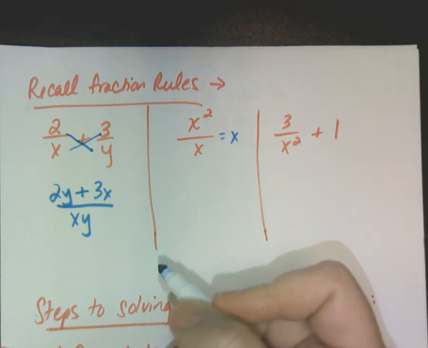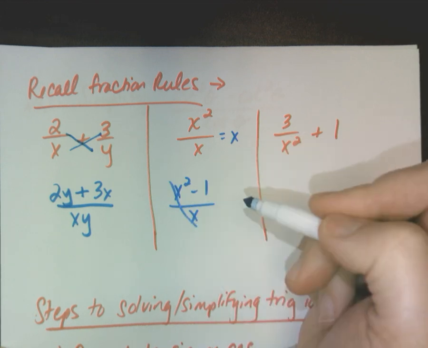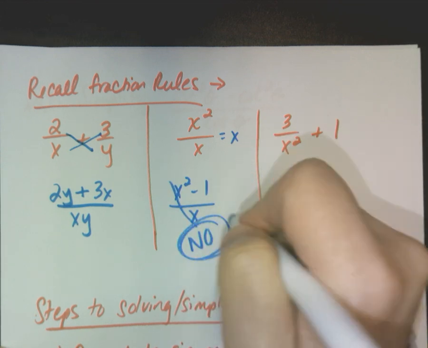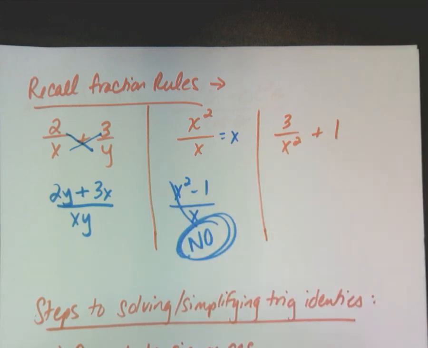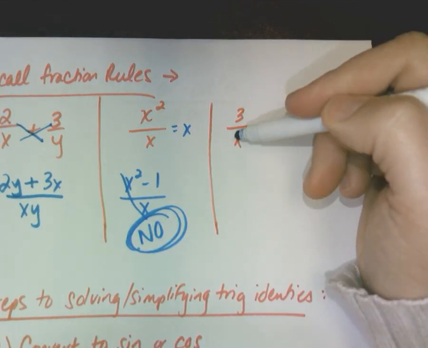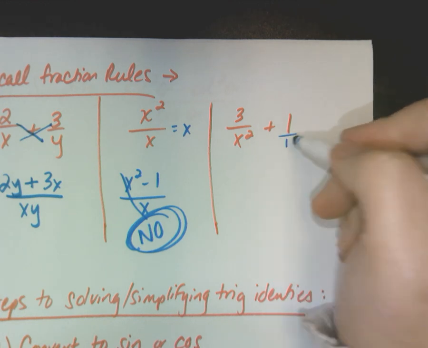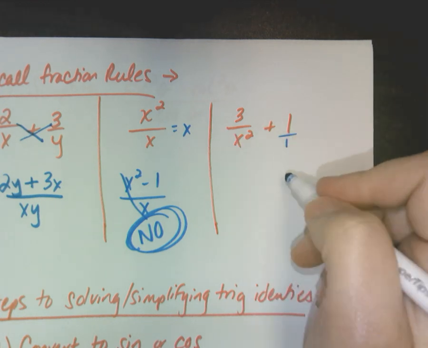That's x. Can you do this? Can you cancel those out? No. So you're not going to be able to do it in the homework. And then if you have 3 over x squared plus 1, okay, you'd be like, oh, find a common denominator to make this one fraction.